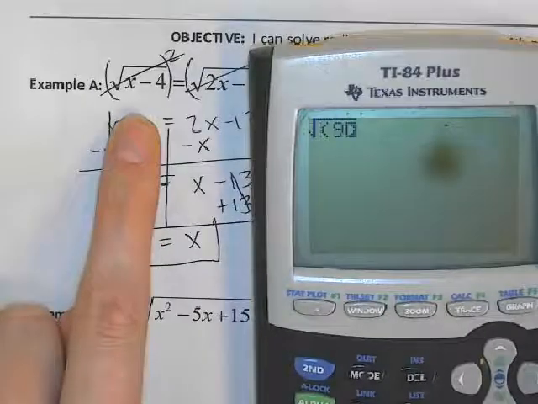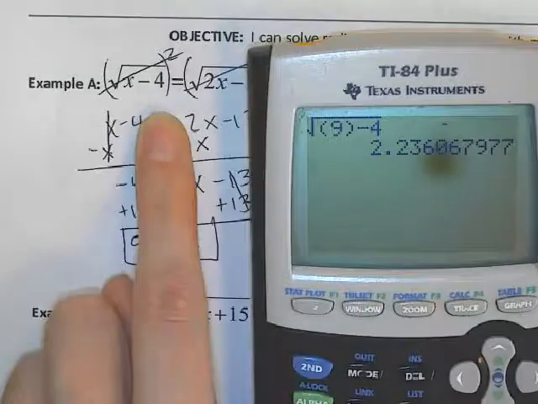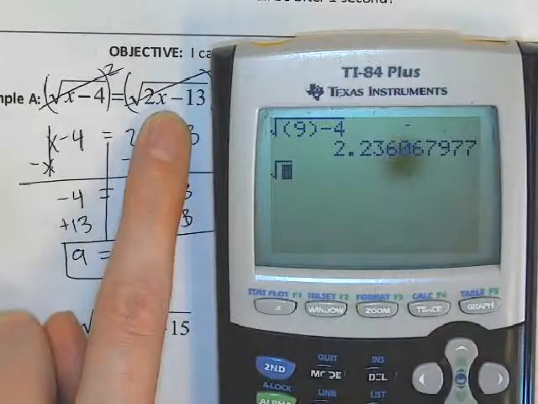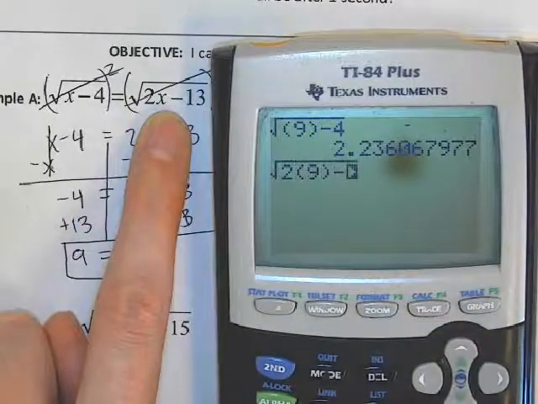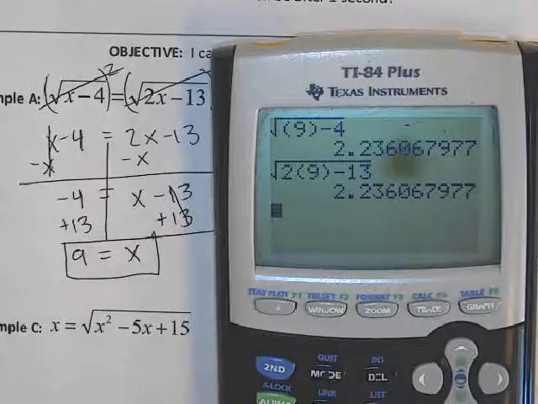So I get 9 minus 4. That's what I get on the left side. Now I'm going to do the same thing. I'm going to plug it into the right side on a separate line. Square root of 2 times 9 minus 13. Did I get the same value on both sides? Then it's true. It's a real solution.